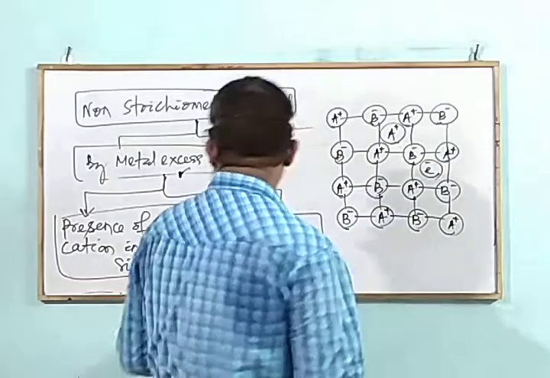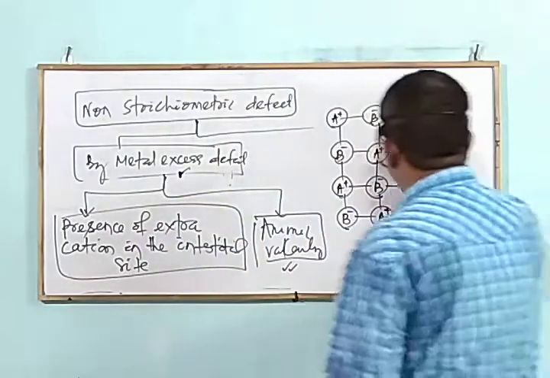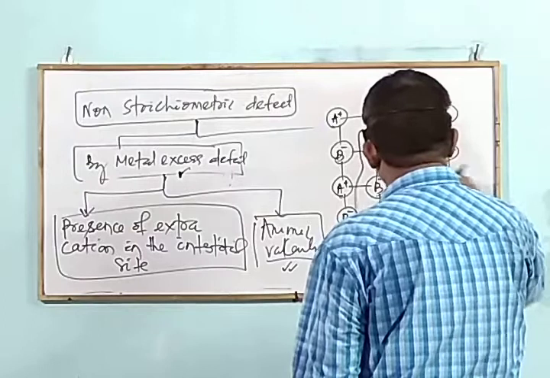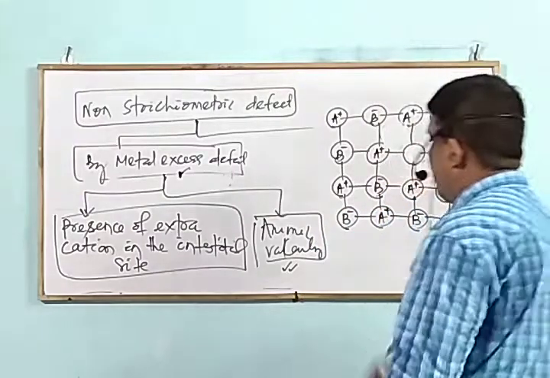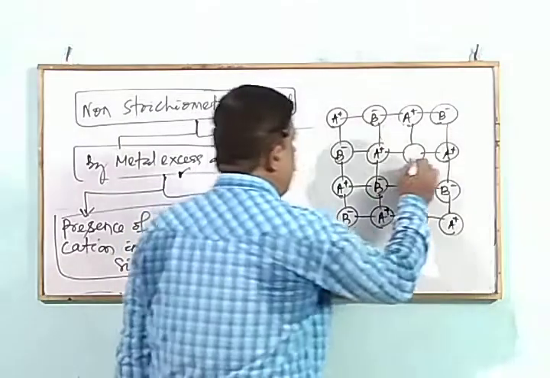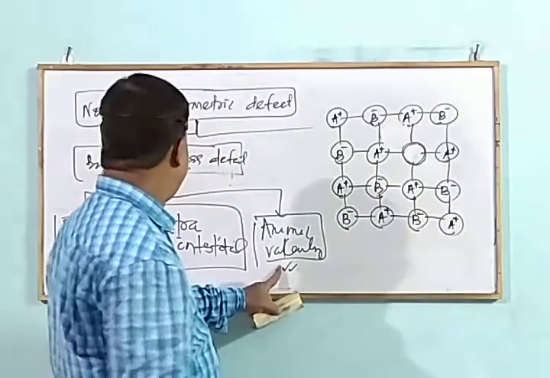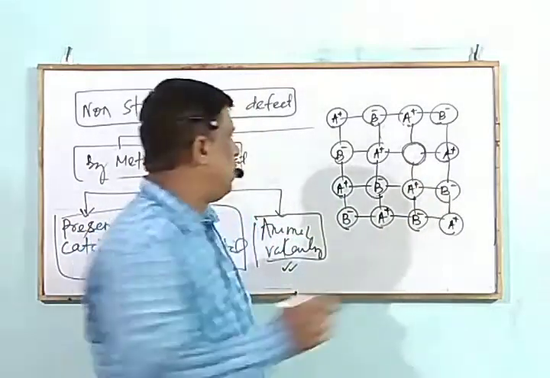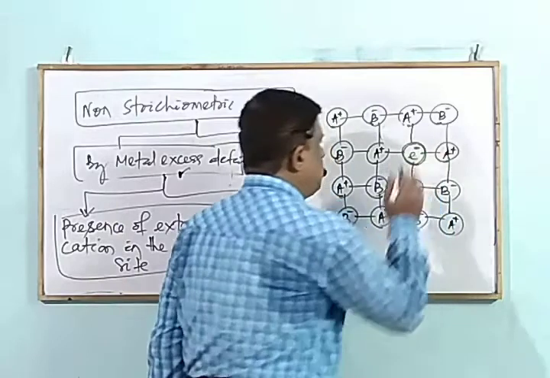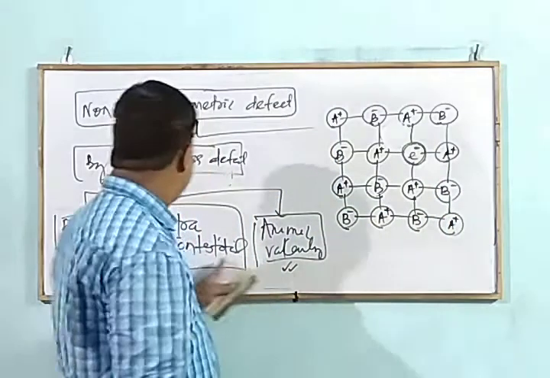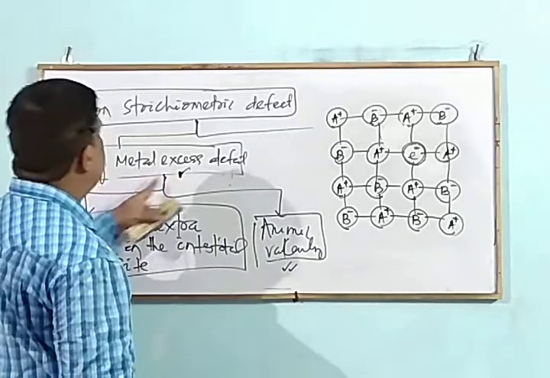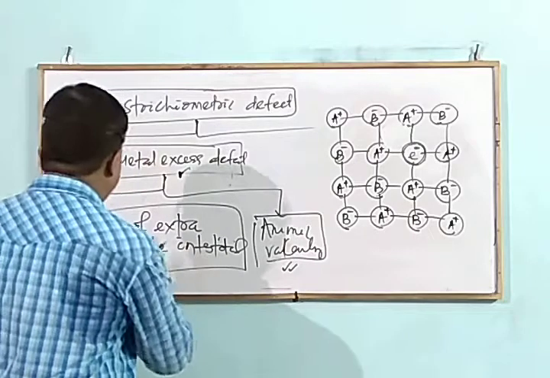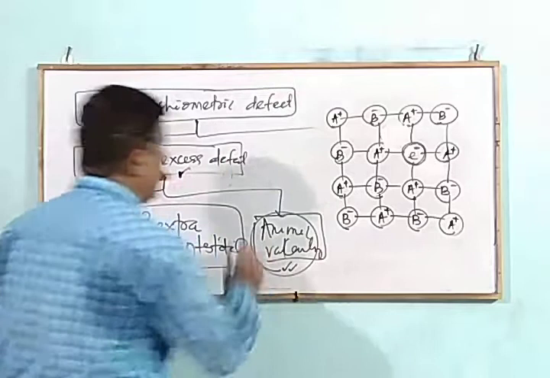While moving to the second case, that is anion vacancy. Mark that. This type of defect is observed. Mark that. One anion is vacant. Anion vacancy. So, in order to maintain the electrical neutrality, an electron is captured. Mark this one. This is the case when non-stoichiometric defect by metal excess defect is carried out in two ways. One is the presence of extra cation in the interstitial site, and one is known as anion vacancy.